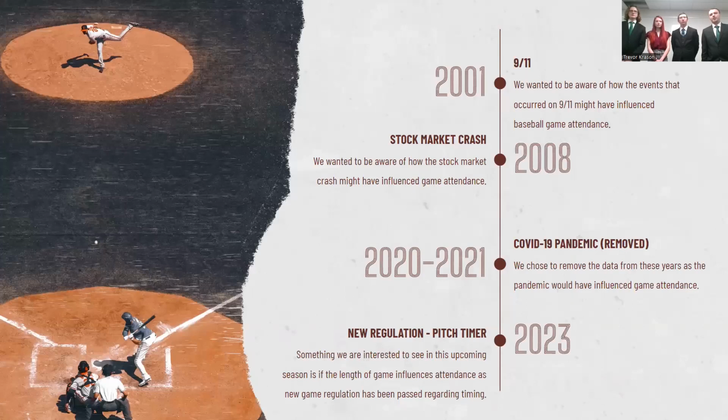Now, before we look at the data, we wanted to note important years in which a key event happened in the United States, which include the 9/11 attack during 2001, the stock market crash in 2008, and the COVID-19 pandemic, which happened in 2020 and 2021, in which we decided to omit the data for the 2020 and 2021 seasons. It's also important to note that for the 2023 MLB season, new changes are taking place, which are designed to speed up the game and create more action, which provides a good problem to predict attendance for the 2023 season.